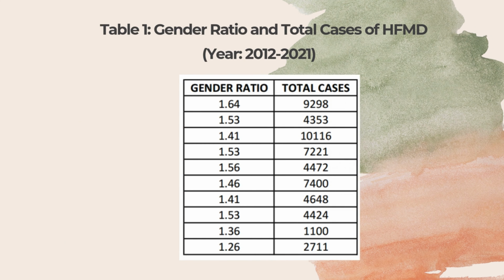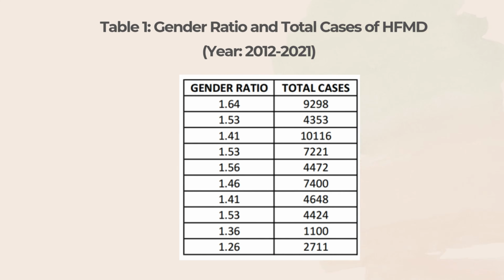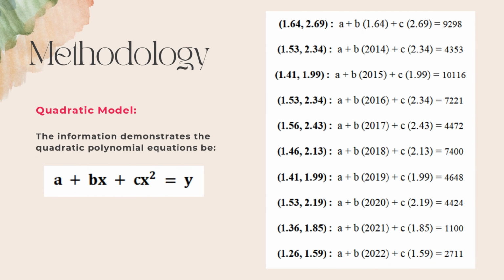Alright, so our study case is about gender ratio and total cases of HFMD from 2012 to 2021. So this is the table for the data that we have already obtained. Next, I would like to discuss more about the implementation and graph of the quadratic model. The information demonstrates the quadratic polynomial equation a plus bx plus cx squared equals y.